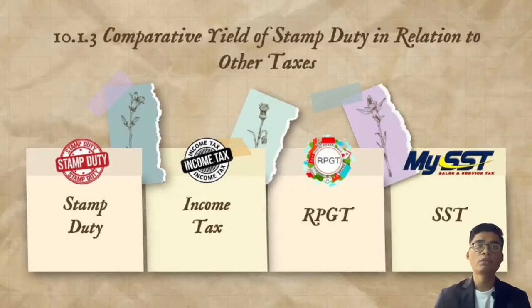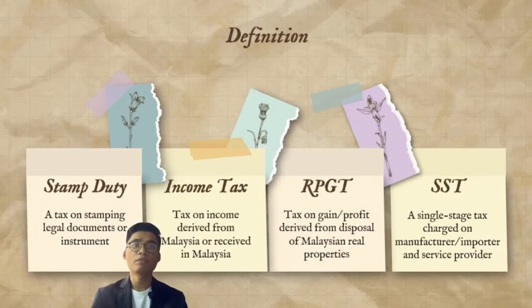Next, we move on to the comparative view of stamp duty in relation to other taxes. In this part, I will explain the differences of stamp duty with other taxes such as income tax, real property gain tax (RPGT), and sales and service tax (SST) in terms of definition, basis of charge, chargeable person, and rates. Firstly, in terms of definition, stamp duty is a tax on stamping legal documents or instruments. Income tax is defined as a tax on income derived from Malaysia or received in Malaysia. Meanwhile, RPGT is a tax on gain or profit derived from disposal of Malaysian real properties, and SST is a single-stage tax charged on a manufacturer or importer and service provider.